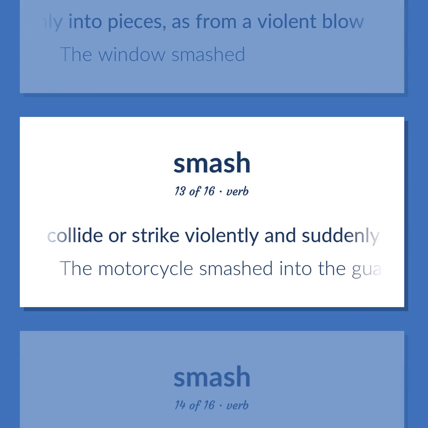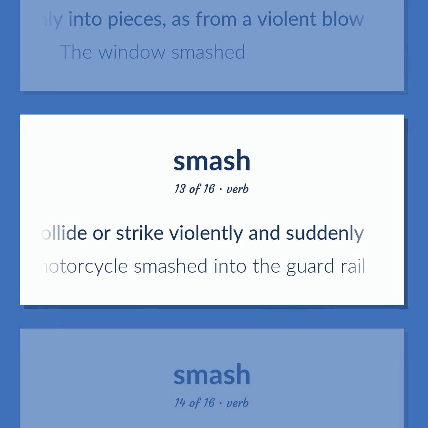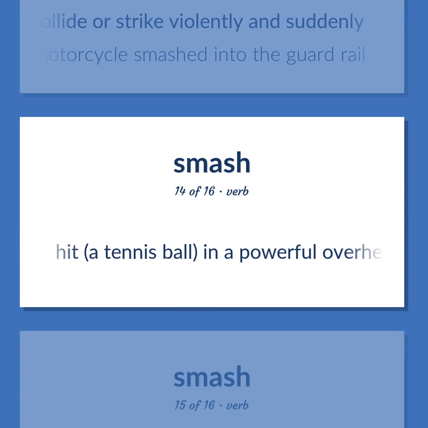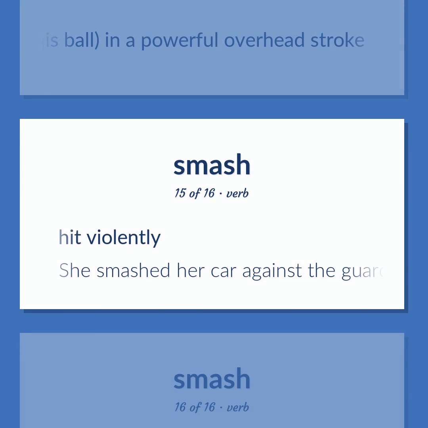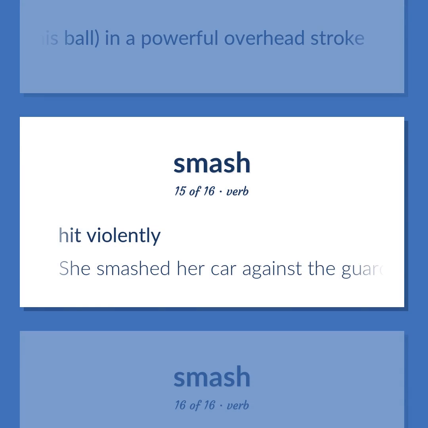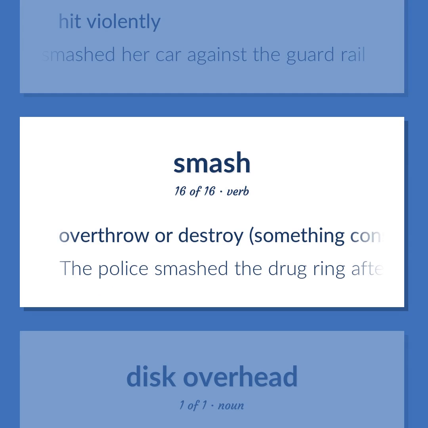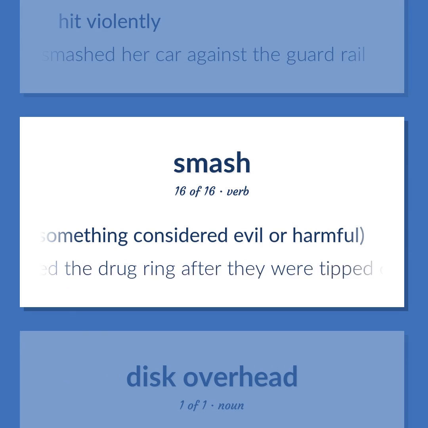Collide or strike violently and suddenly. The motorcycle smashed into the guard rail. Hit, a tennis ball, in a powerful overhead stroke. Hit violently. She smashed her car against the guard rail. Overthrow or destroy, something considered evil or harmful. The police smashed the drug ring after they were tipped off.